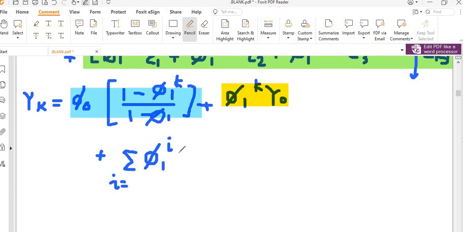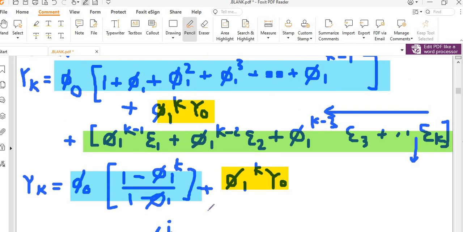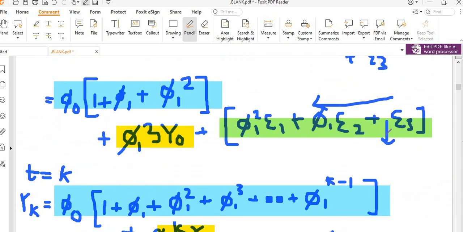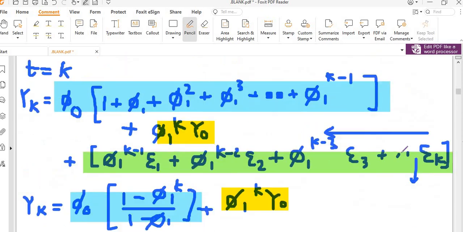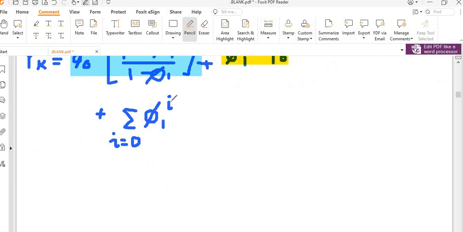So if you want the minimum to be phi 0 and the first exponent is I, then I has to start from 0. Phi 1's minimum exponent is 0. You have a phi 1 to the power 0 here, and here, and here. The minimum value for phi 1 to the power something is 0. And the minimum that you can find from this summation term is I. So you have to start from I equal to 0, right? So that means you have this value.